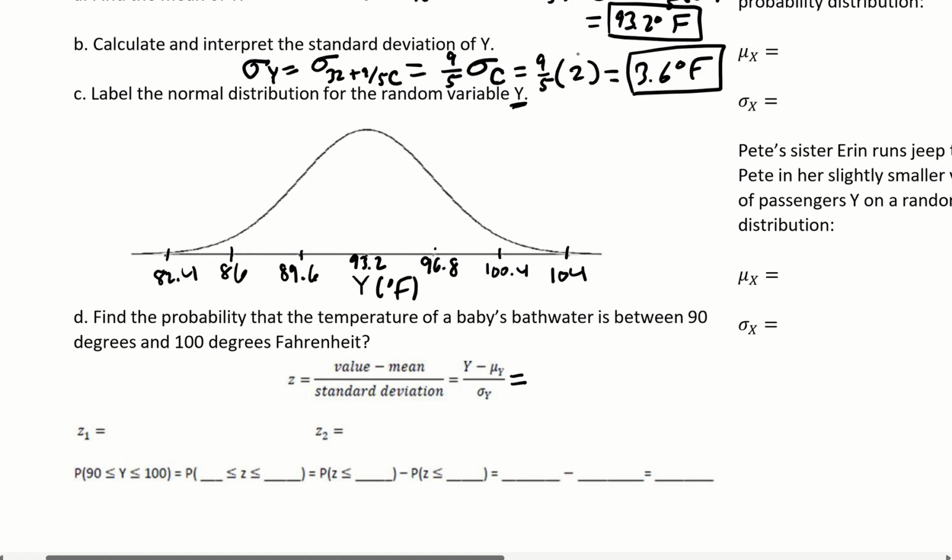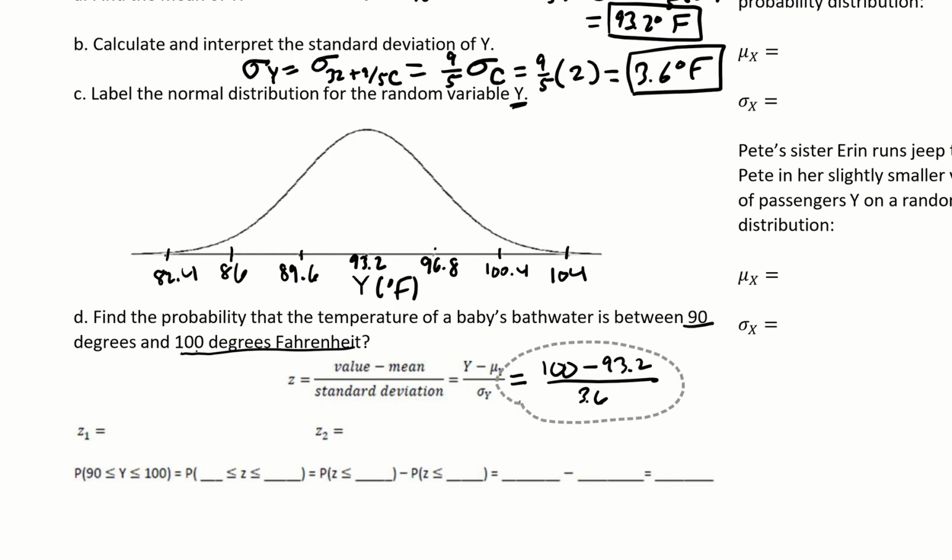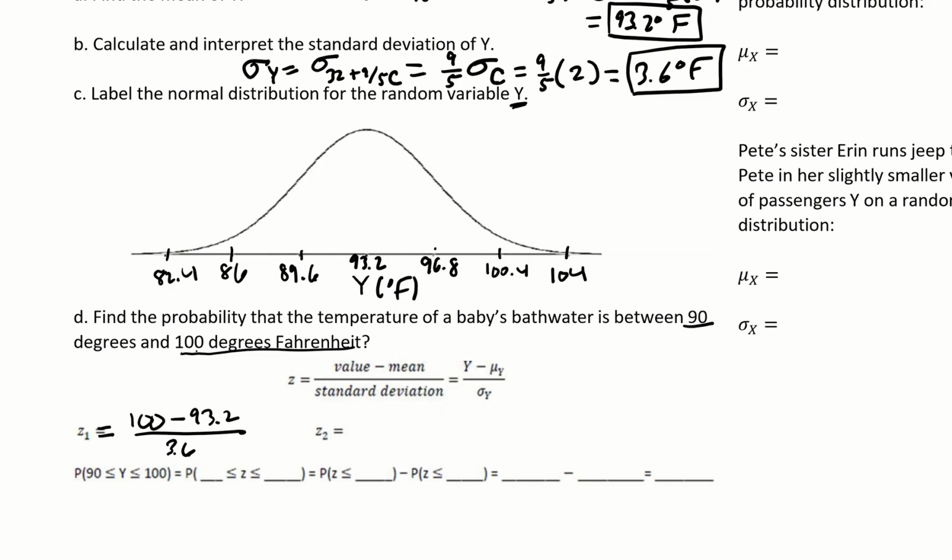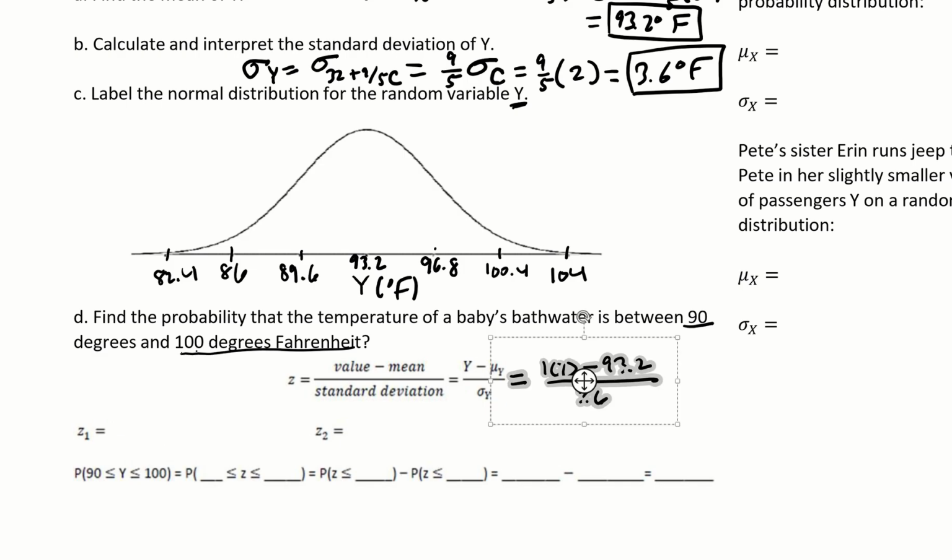Here the y value is 100 degrees Fahrenheit, so we get 100 minus mu y, which is 93.2, divided by the standard deviation, 3.6. Oh, it says between 90 and 100, so sorry about that. Let me take this and move it over here.